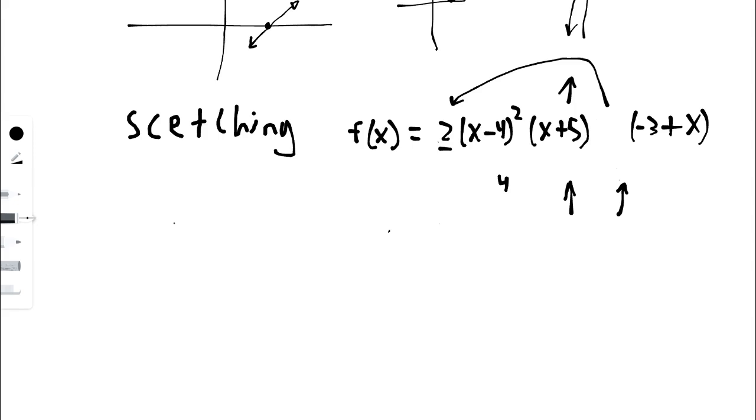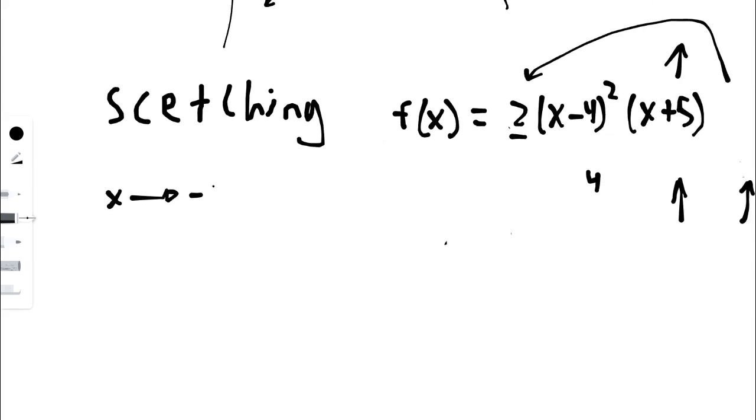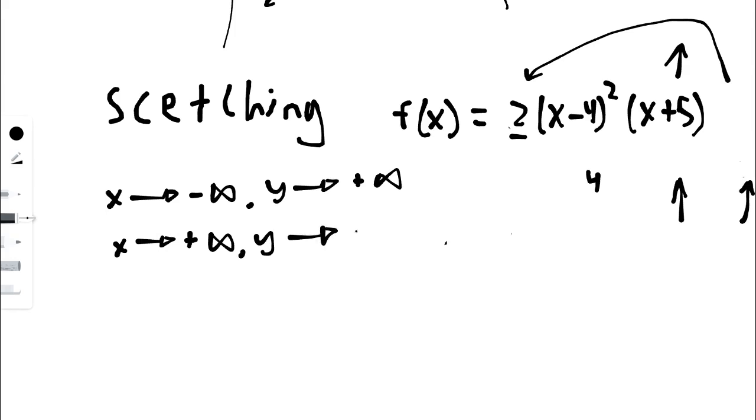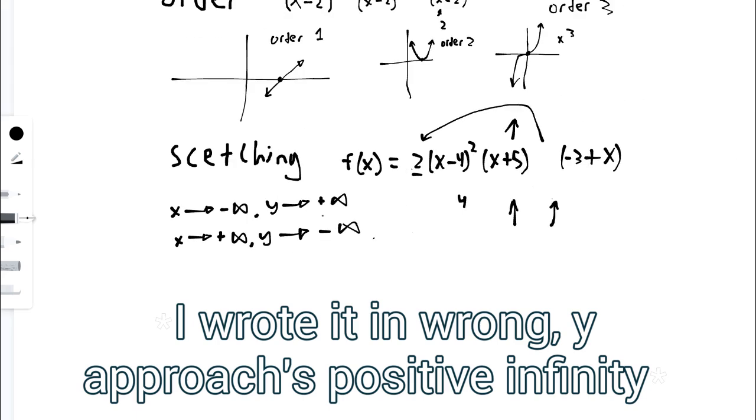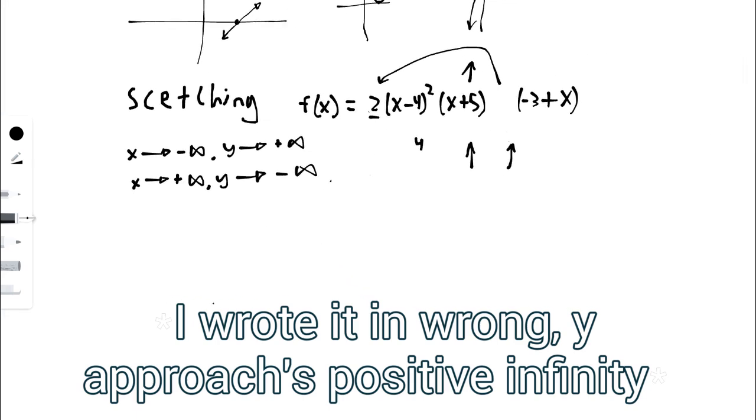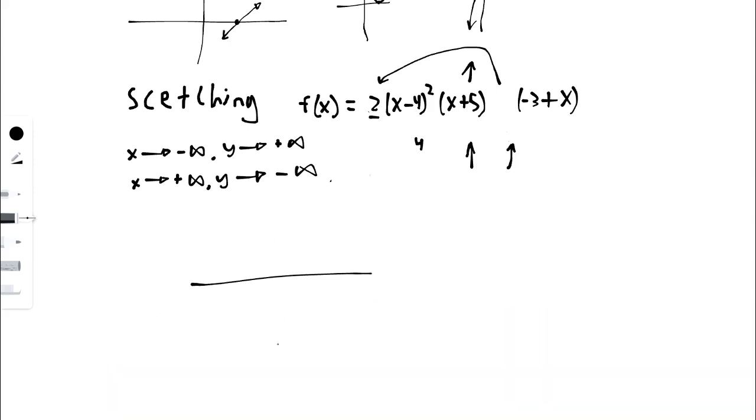So as x approaches negative infinity, y is going to approach positive infinity. And as x approaches positive infinity, y is going to approach negative infinity. There we go. And now let's draw this. It's going to end something like this.